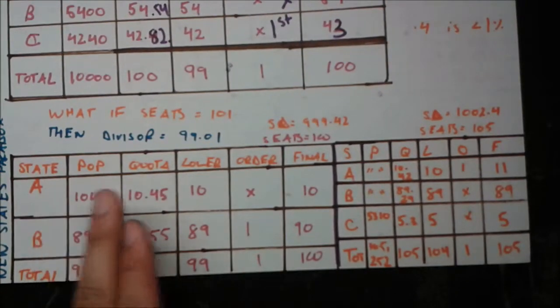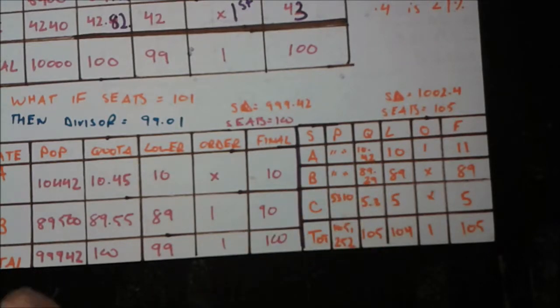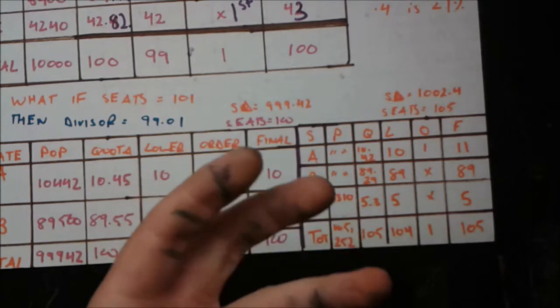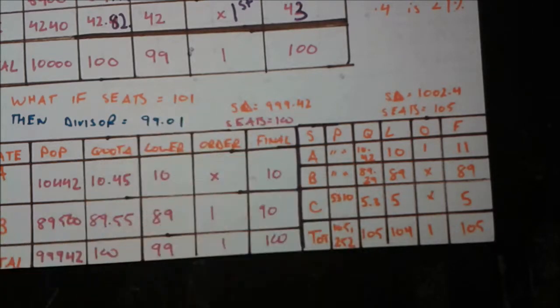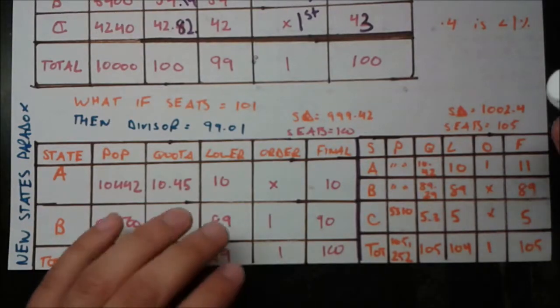So look at what happened. A was 10, but now A is 11. B was 90, and B is now 89. So by adding a new state, which should really have no effect on the other two states, we have actually changed the proportion of seats between A and B. And this is called the new states paradox. It's another shortcoming of Hamilton's method.